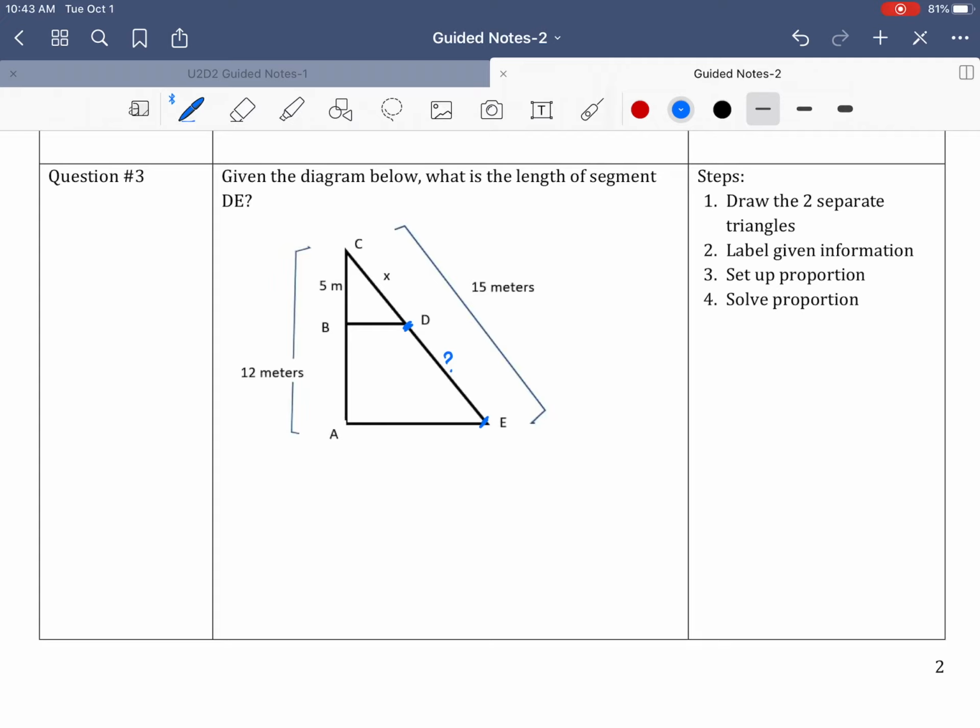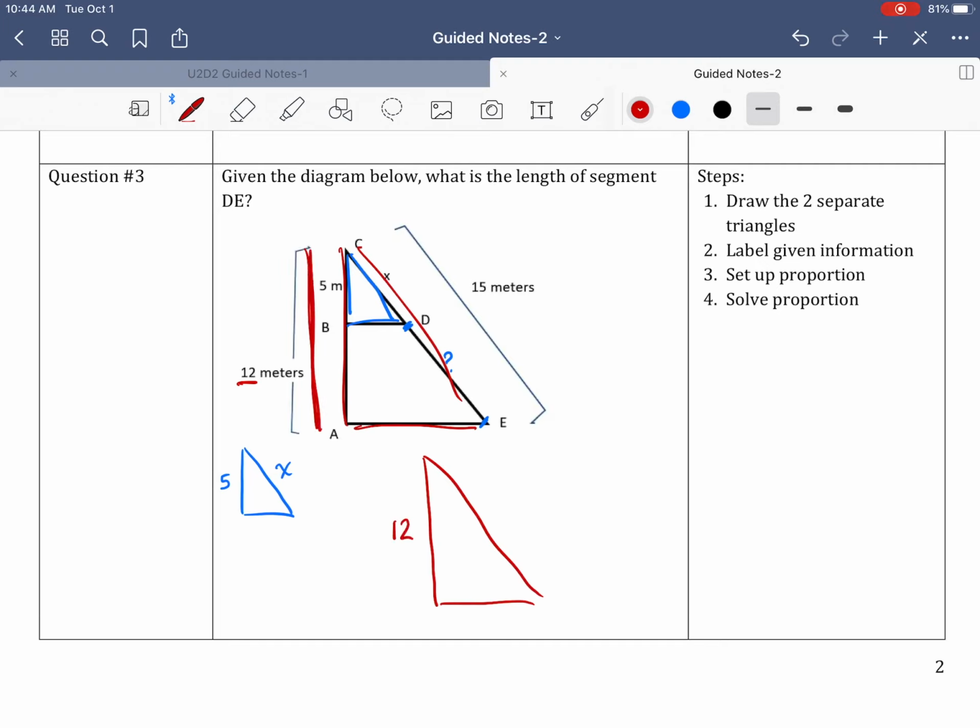Now, our first step is to actually draw out the two separate triangles. We have one small triangle here, and then we have one triangle that's this large entire triangle. So I'm going to draw out here our small triangle in blue, and then here's our large triangle in red. So let's start labeling. I see that this side here is 5, and this is x. And then on this other side, 12 indicates this entire length. And then here again, 15 tells me that entire length.